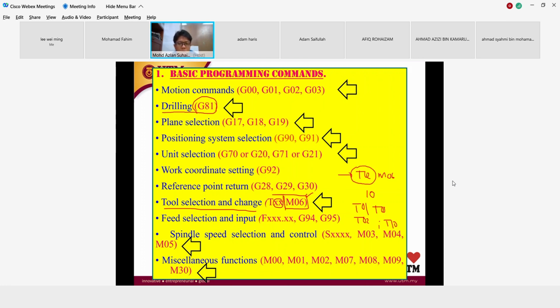Next, feed selection and input. This is the feed rate, for example F100. Then spindle speed selection, similarly, is in RPM. S1000 means we use 1000 RPM. You don't need to insert the unit, you just insert the number, and the unit will be RPM. The others we will go through one by one later.